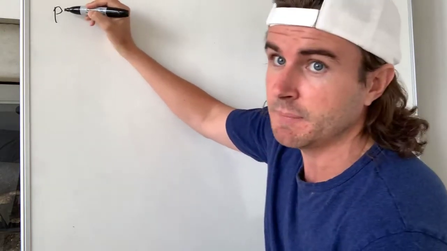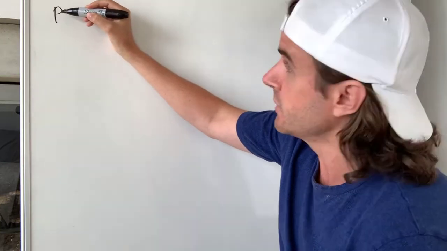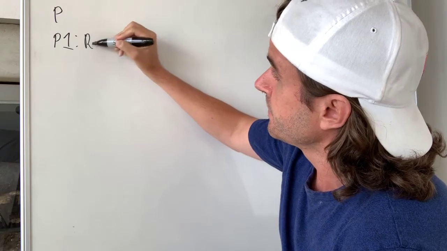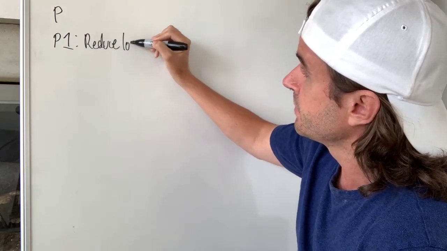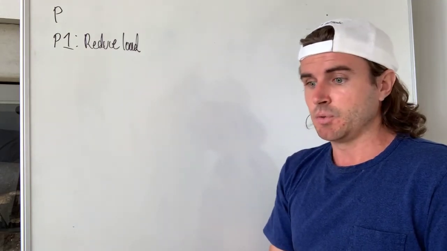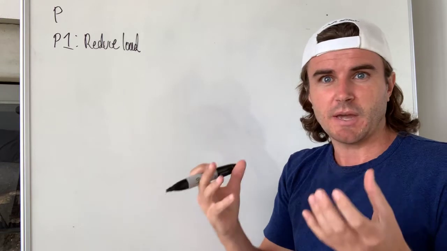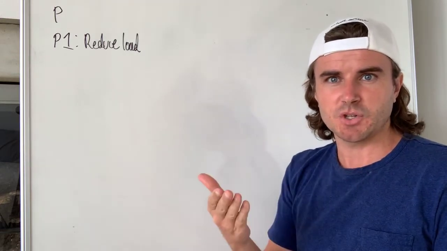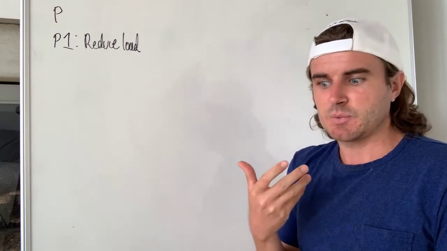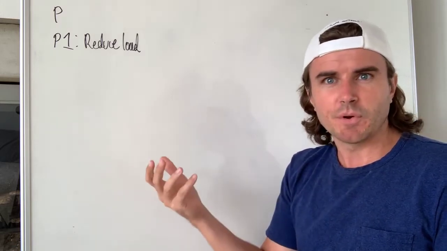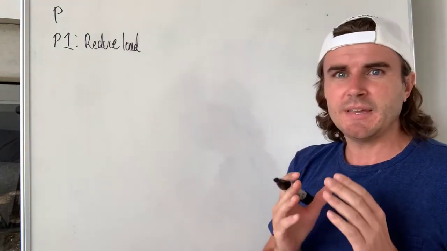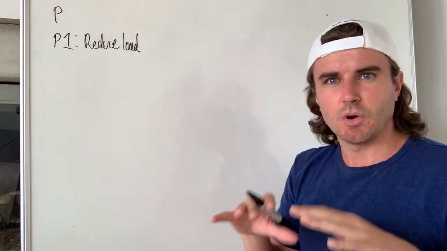So P1, whoops, we've already made a bad decision. P1, reduce load. Right? So the first part of making good decisions is to reduce the amount of them that you have to make. Right? Decisions require energy, and energy is finite. We only have so much of it, and we can't really hack it or generate more of it. Energy is a very scarce resource, and so the first step we want to do is just reduce the load, right?